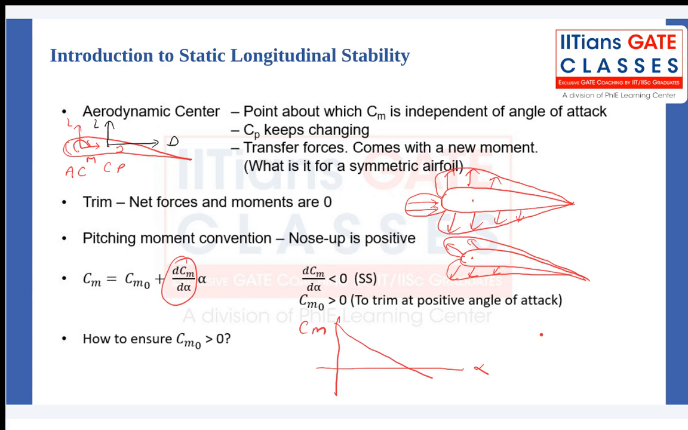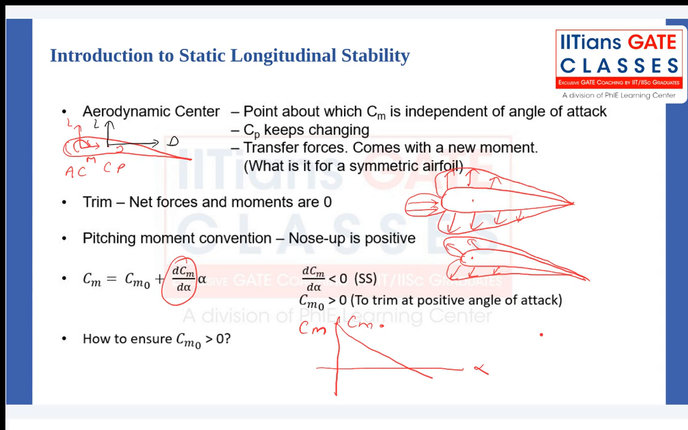Now, another condition that we often encounter is that CM naught should be greater than zero. What is CM naught? CM naught is where it intersects the y-axis. So this is CM naught. This condition is in no way related to stability. We have only one condition for static longitudinal stability, and that is the slope must be negative.